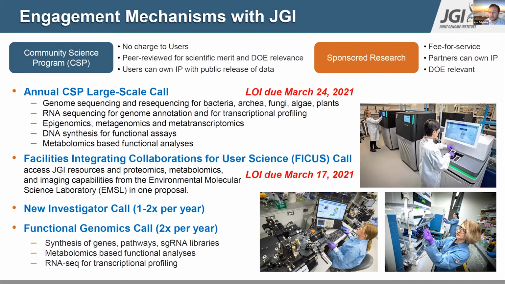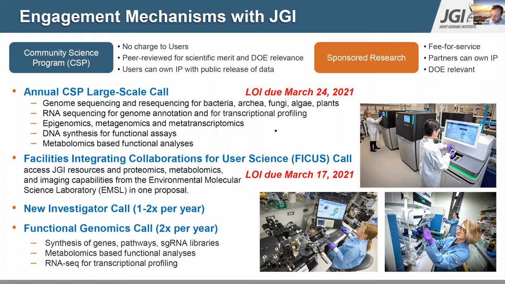In addition, twice a year, we have calls for new investigators for users who never worked with JGI in capacity of principal investigators, and functional genomics call, which focuses on combination of DNA synthesis, metabolomics, and transcriptomics. For those two calls, the next deadlines would be in July and September. In addition to community science program, we also work with industry and started JGI Industry Engagement Program or sponsored research, where we can work on partners' proprietary data based on full cost recovery model.